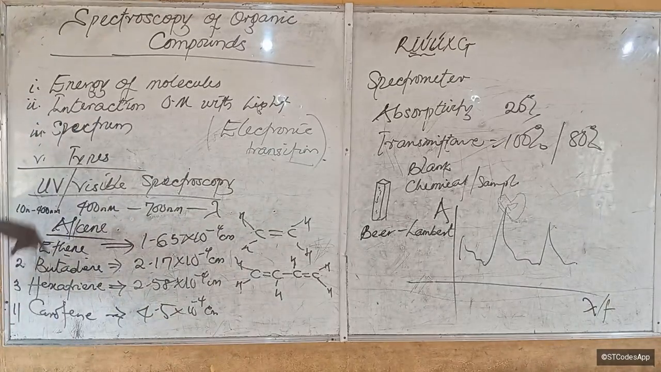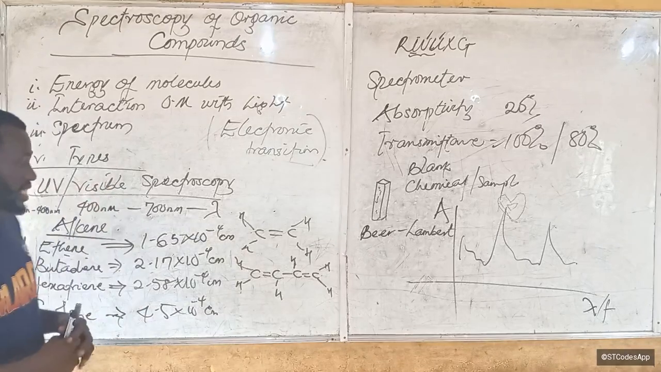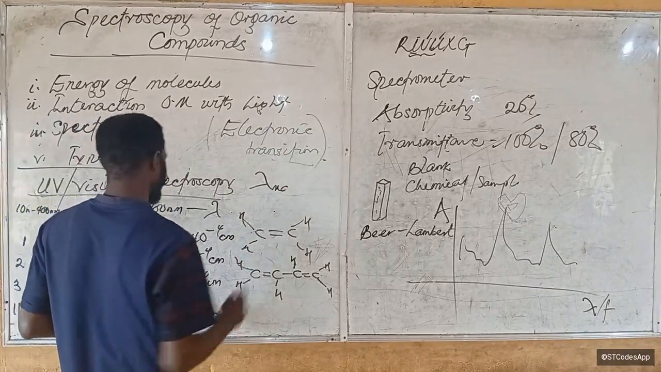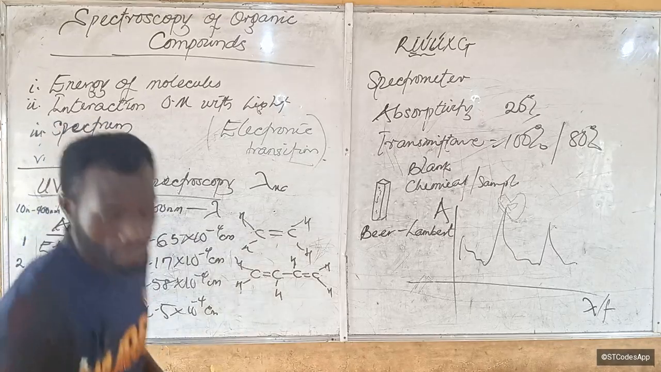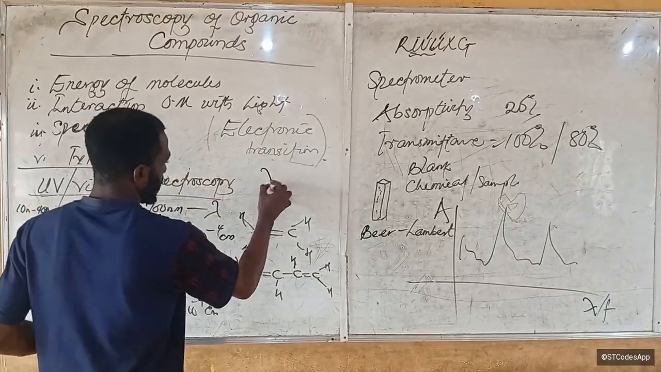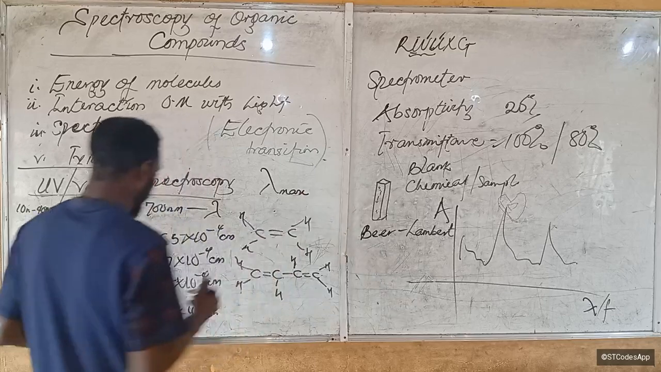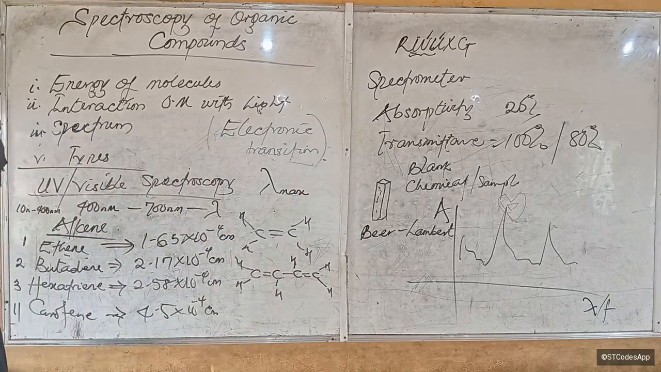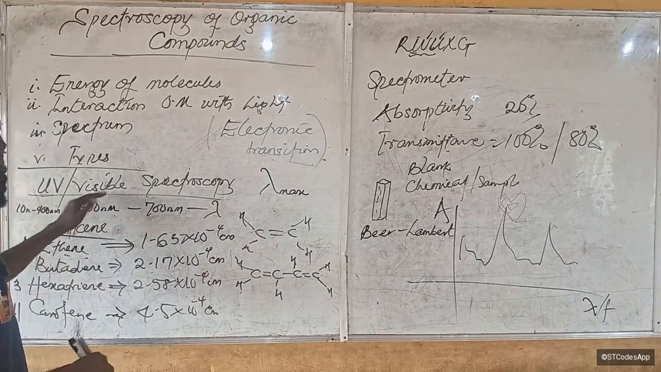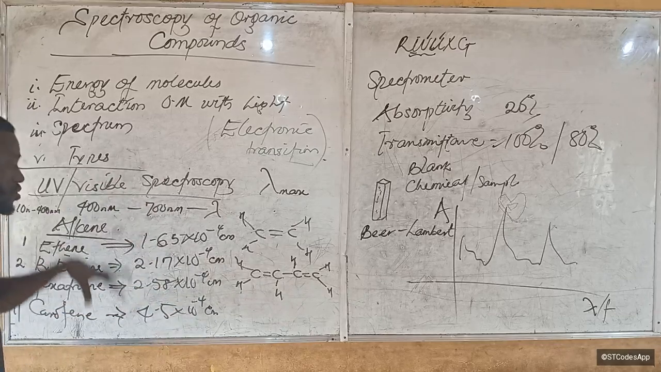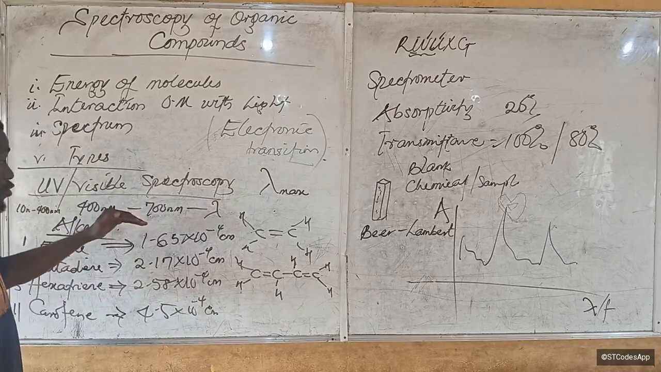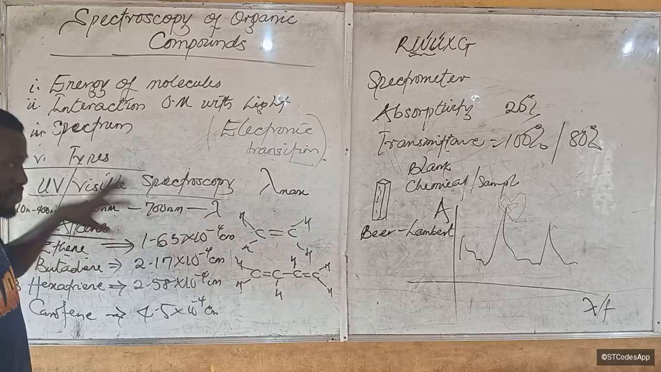You notice that as the conjugation is increasing, the wavelength that is absorbed, called lambda max, keeps increasing. So that's why UV-Vis is specifically used for conjugated systems, whether ring, aromatic or aliphatic system. It is best for it.